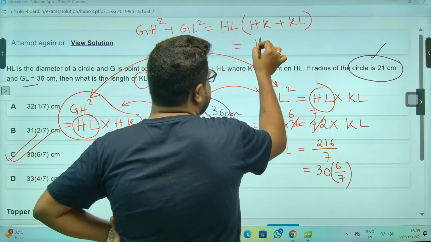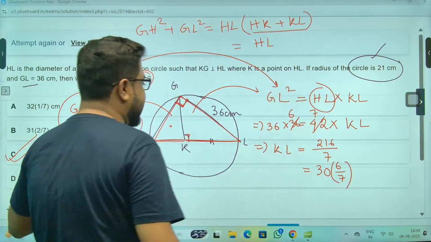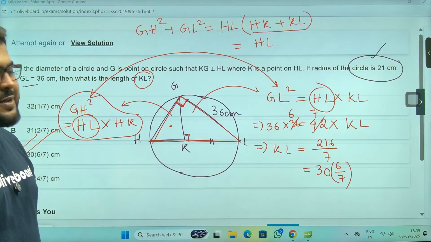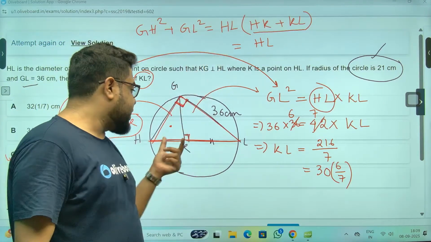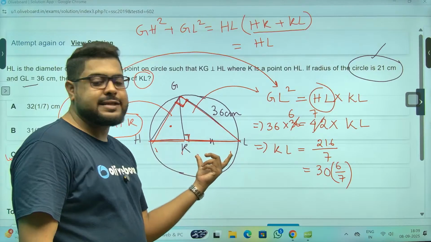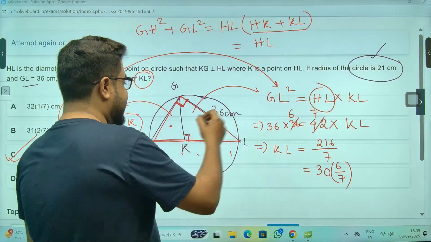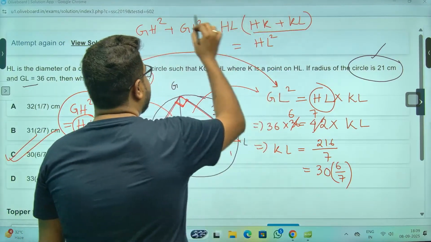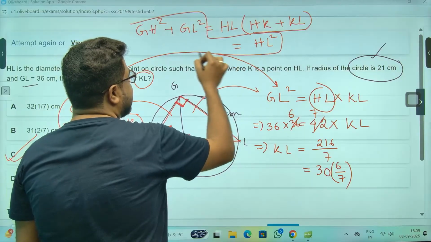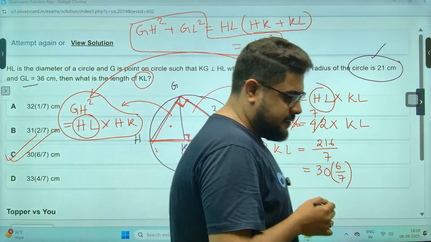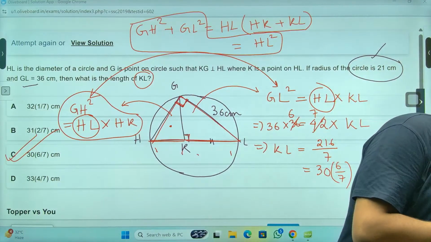And tell me what will be the next line. HL into HK plus KL. If I add, what will you get from this diagram? HK is this part, KL is this part. Add them, you will get HL only. And you see, we have just proved Pythagoras theorem.